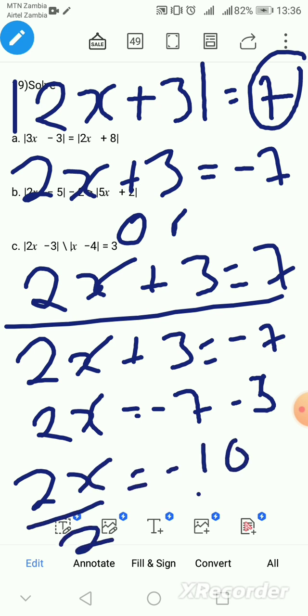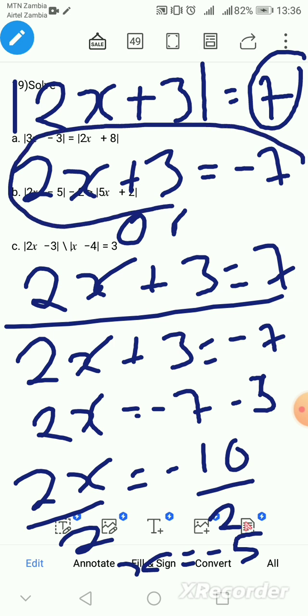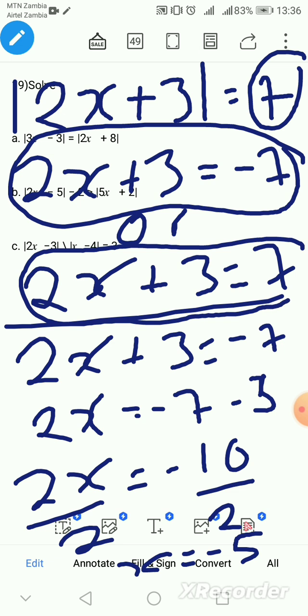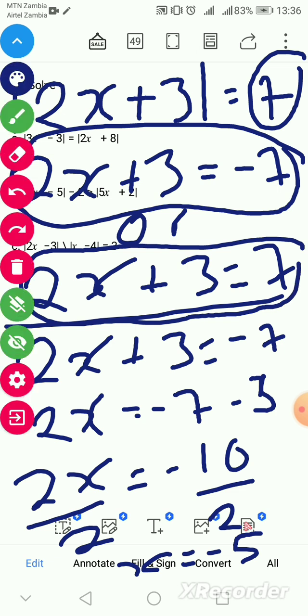Then we divide by 2 on both sides. So in this case, x is equal to minus 5. That's our first solution for the modulus equation with a negative outcome. Then we go to the modulus equation for a positive outcome.